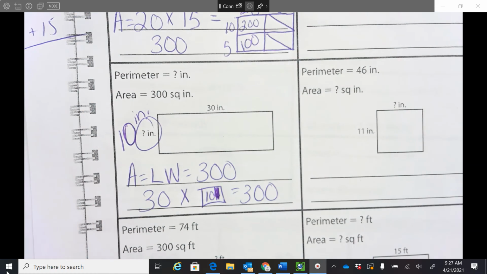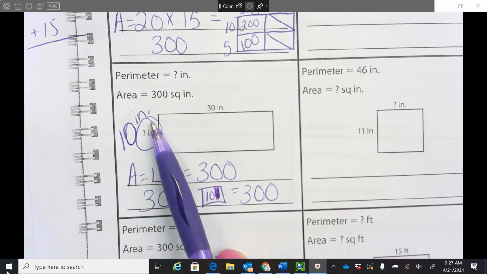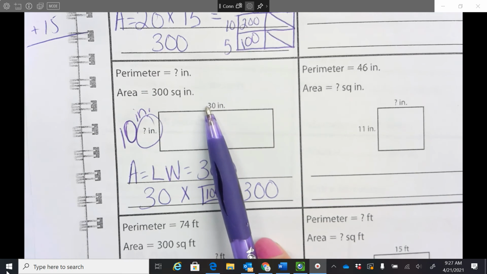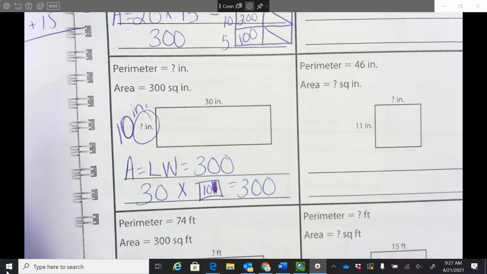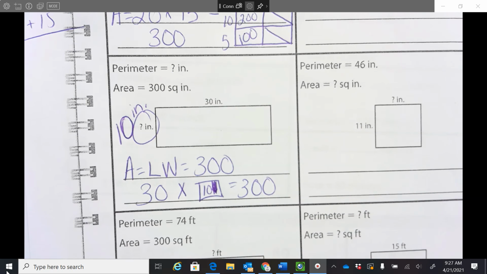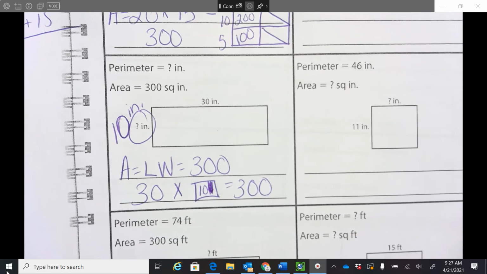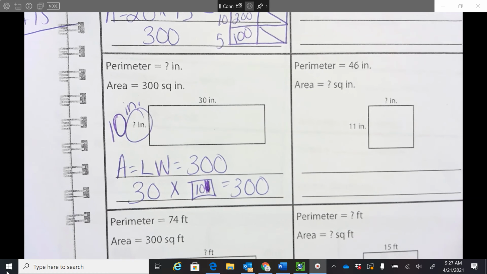So sometimes you have to work backwards. So now that you know that this side is 10 inches and this is 30, you can use those numbers to find perimeter. One thing that you do is that you always know that when you times something by 10, you just add a 0. Yeah, good job, Logan. So I'm not going to do that one with you. I'm going to leave that for you guys to do, okay?